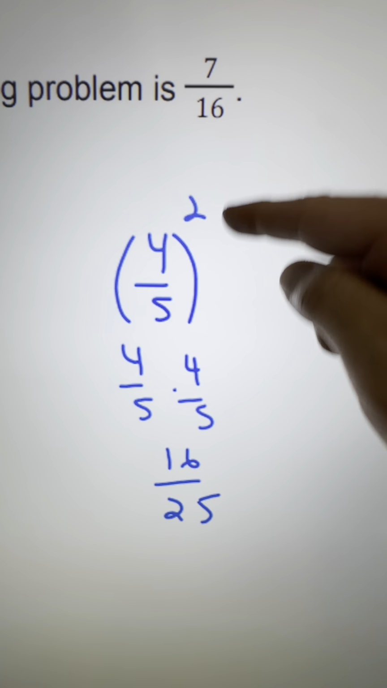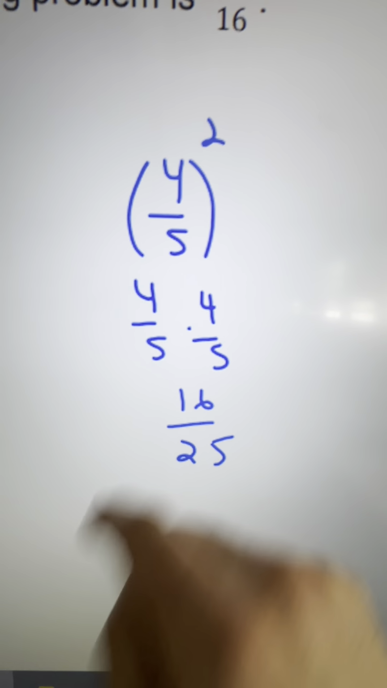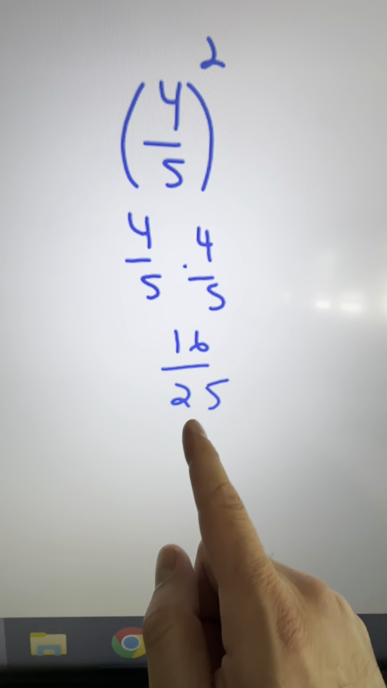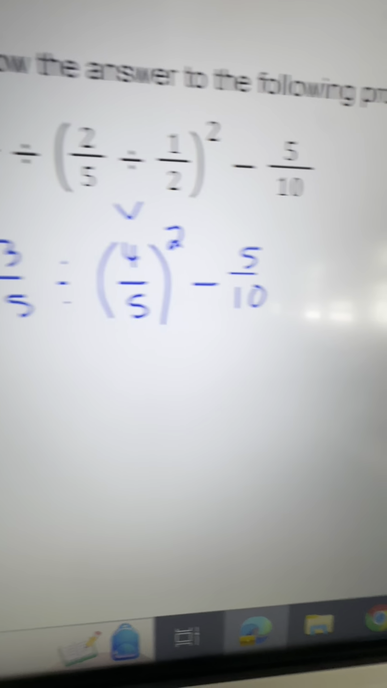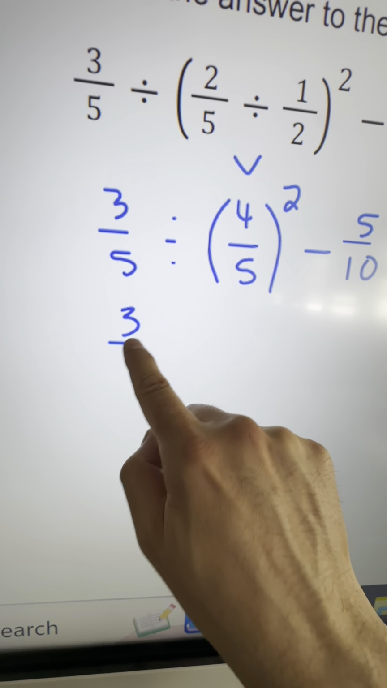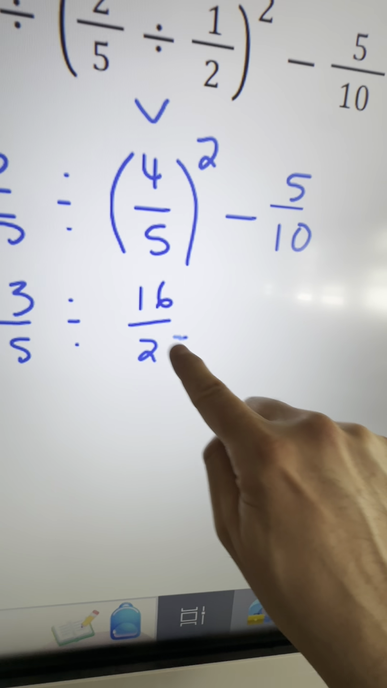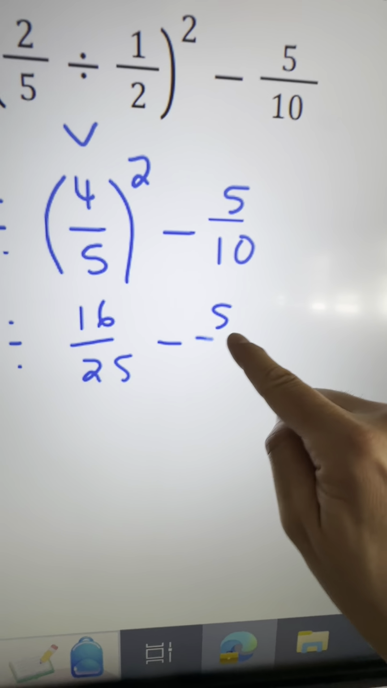So you can see, similar to the last explanation, 4/5 to the second part means you have 2 of these multiplied together. I multiply numerators and denominators together, and I get 16 over 25. So again, my calculations are over here to the side. I'm keeping this organized. So I'll copy the problem, 3/5 divided by. This became 16 over 25. Bring down the minus sign and the 5/10.